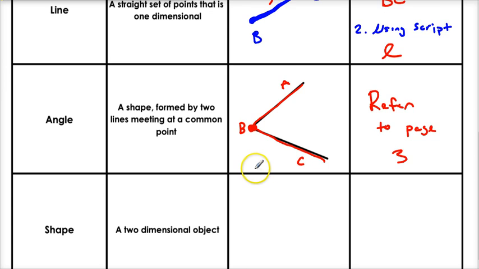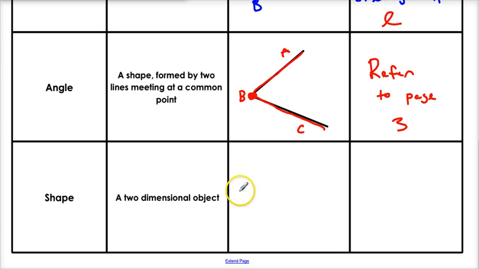And finally, we have shapes. Let me draw 2 shapes for you right here, 2 nice pretty shapes. We've got a triangle, we'll call this ABC, and we've got a square, we'll call this DEFG.